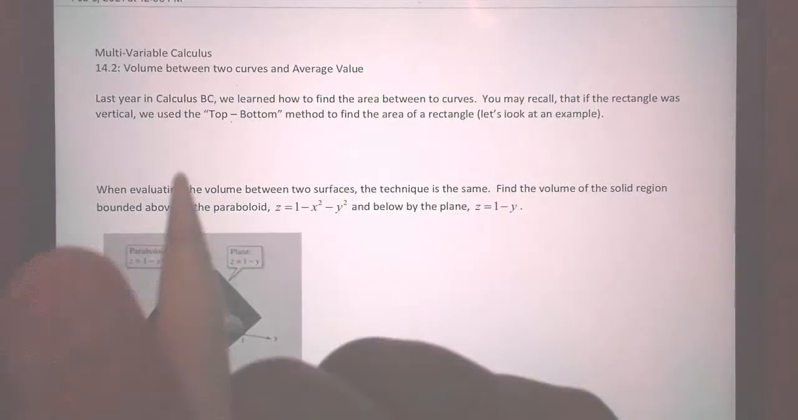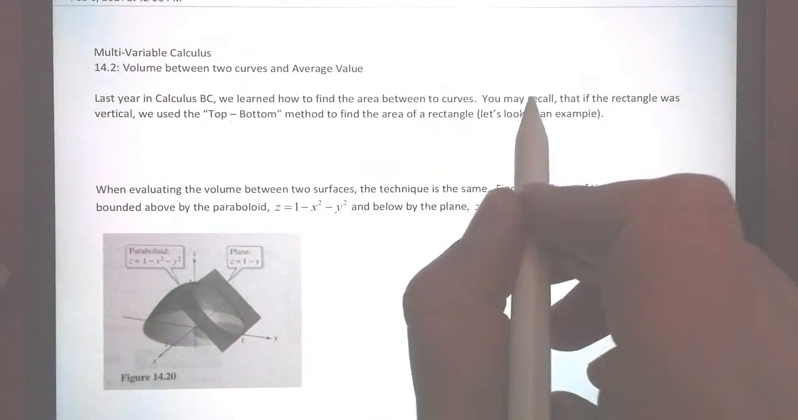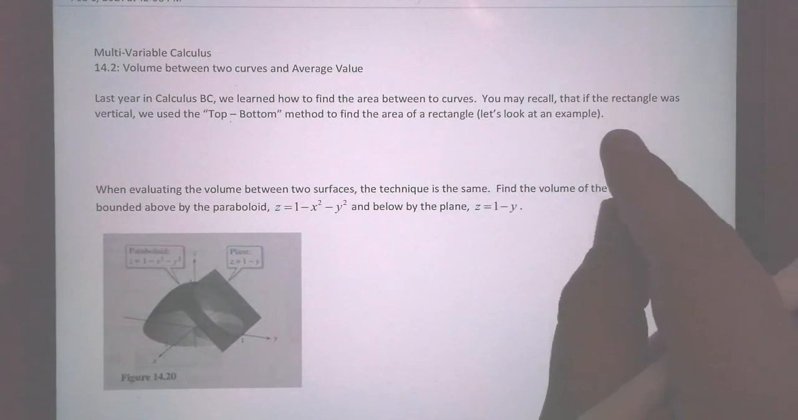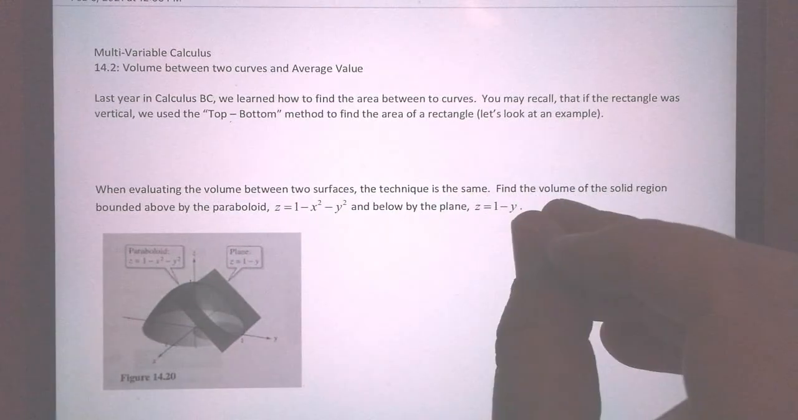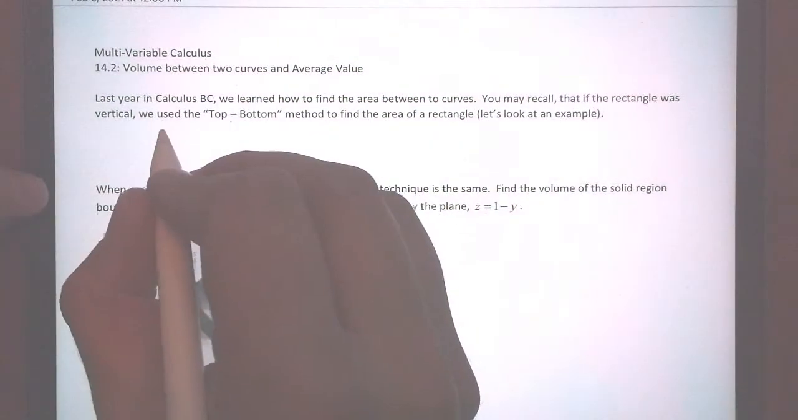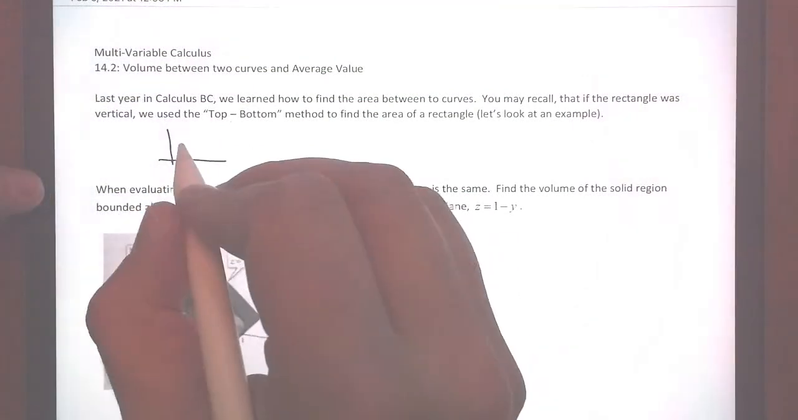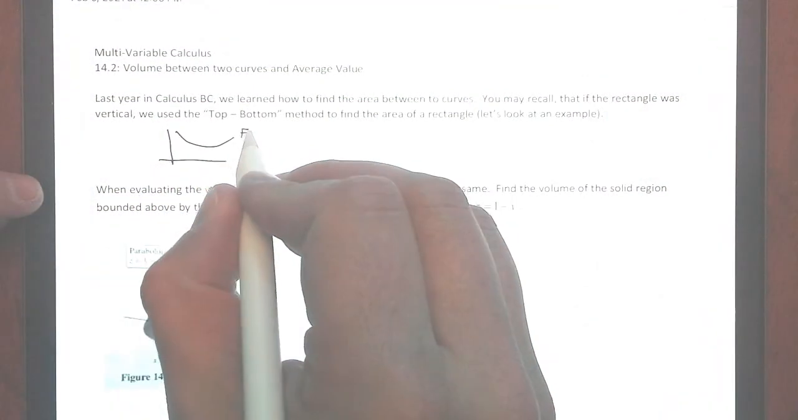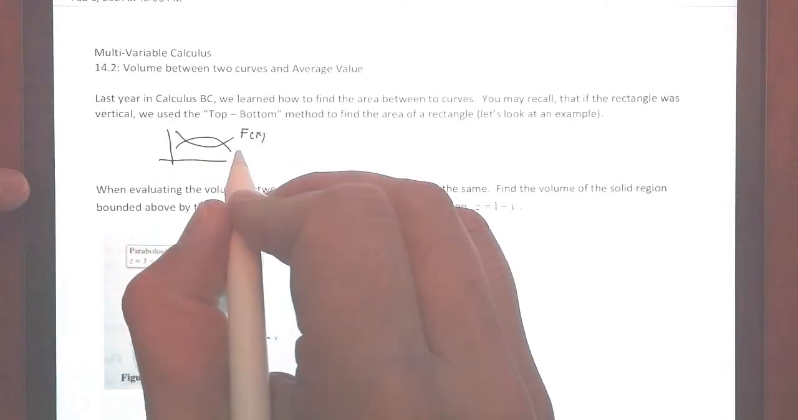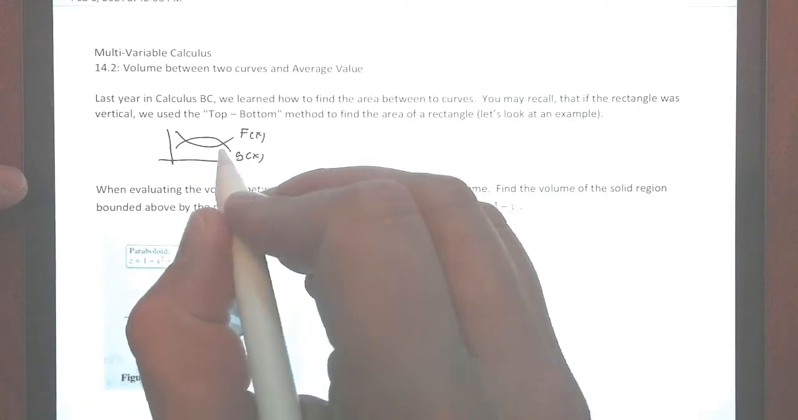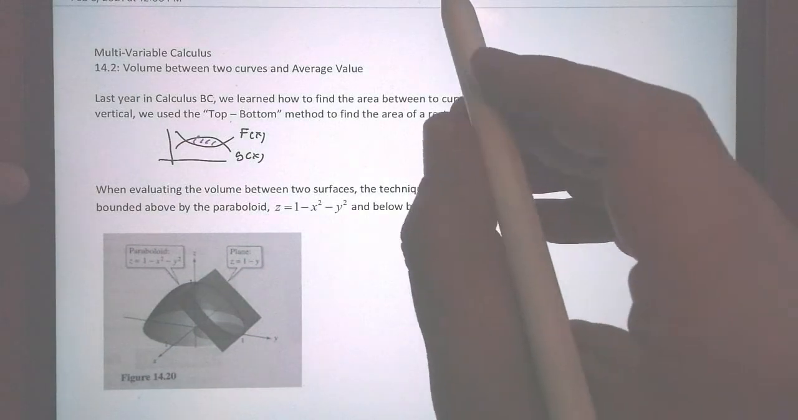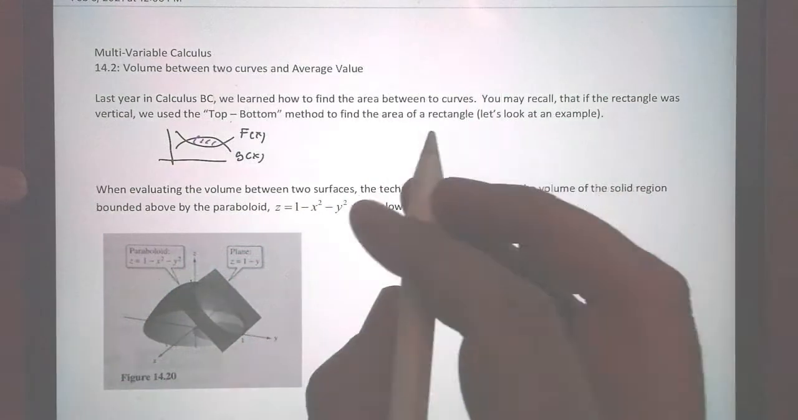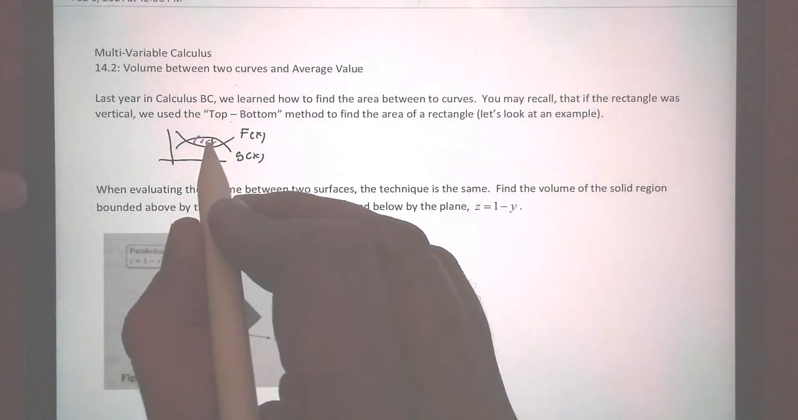Last year we learned how to find the area between two curves. You may recall that if the rectangle was vertical, we used the top to bottom method to find the area of that rectangle. So let's take a look at an example. If I have two functions here, one f of x and one g of x, and we're looking at the area between them, what we would always say we can do is draw a vertical rectangle between them, like so.